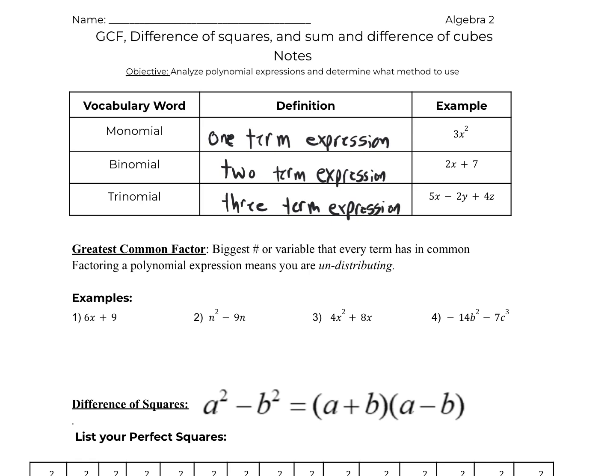All right, so the first thing we're going to look at with factoring, and it's the first step of any factoring application, is we're going to look for a greatest common factor. Greatest common factor is the biggest number or variable that every term has in common, and whenever we factor a polynomial, it means we're like undistributing or we're dividing.